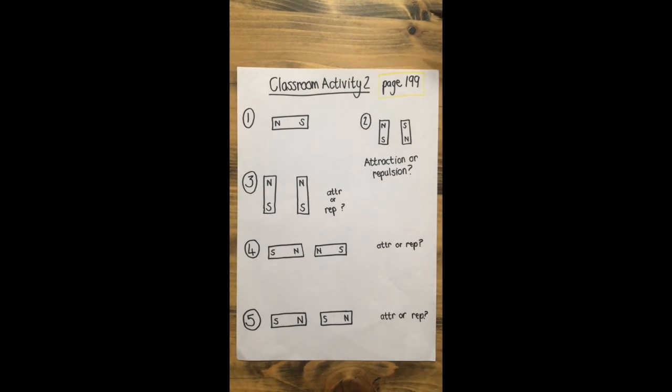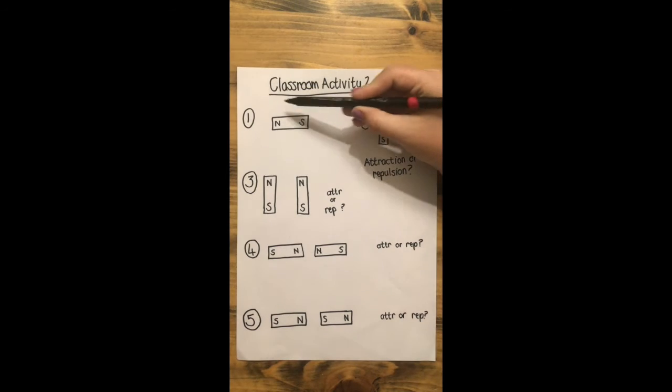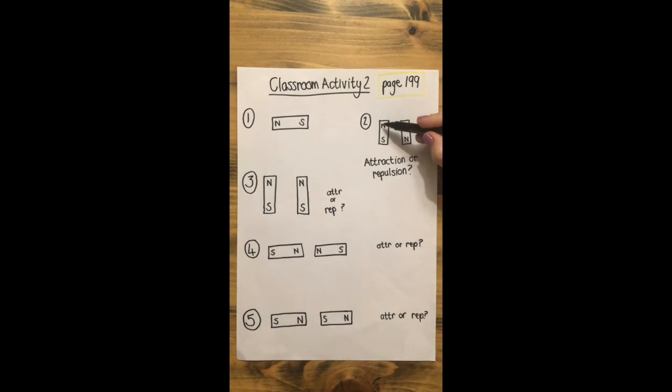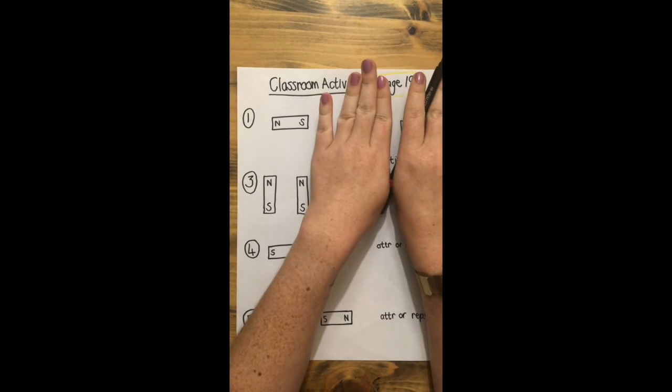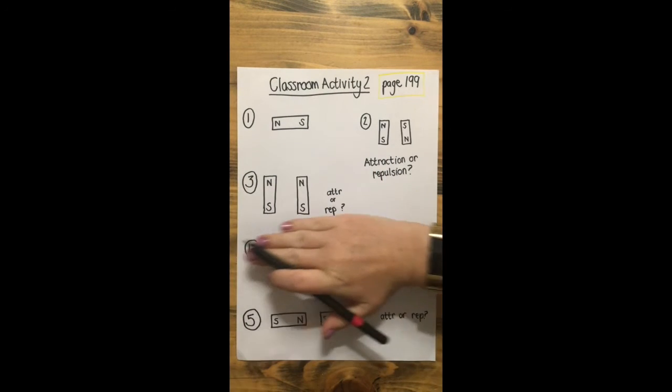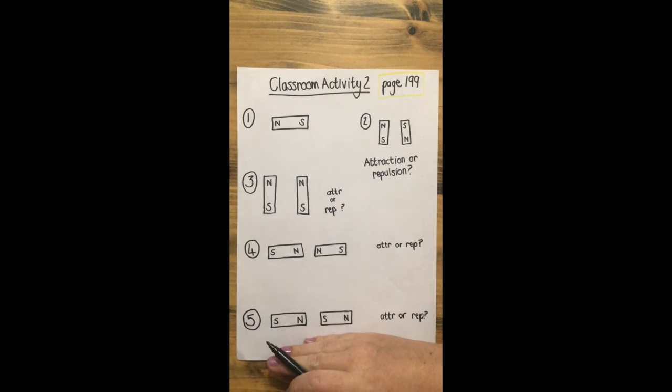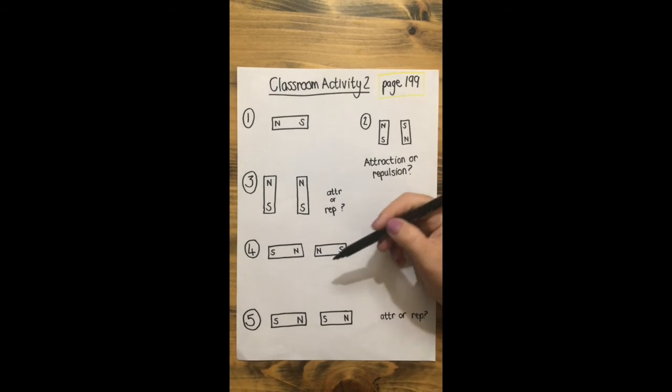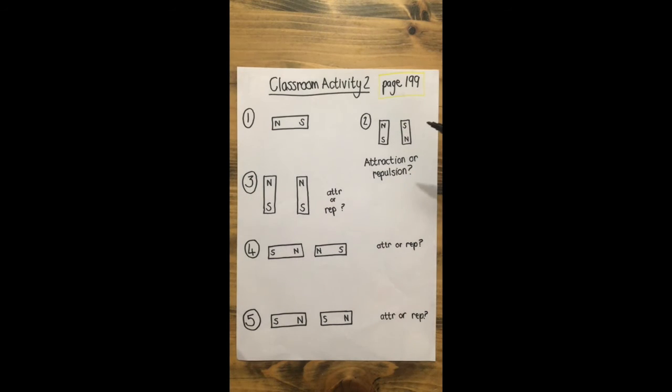I'm going through class activity 2 on page 199. They have asked you to draw the magnetic field lines around each of these pairs. So the first one is just a bar magnet. Then we have two that are parallel to each other, another two that are parallel. Then we have some that are on the same line, and again on the same line. Each one of these is a different interaction, and I will show you how the magnetic field lines work around all of these.